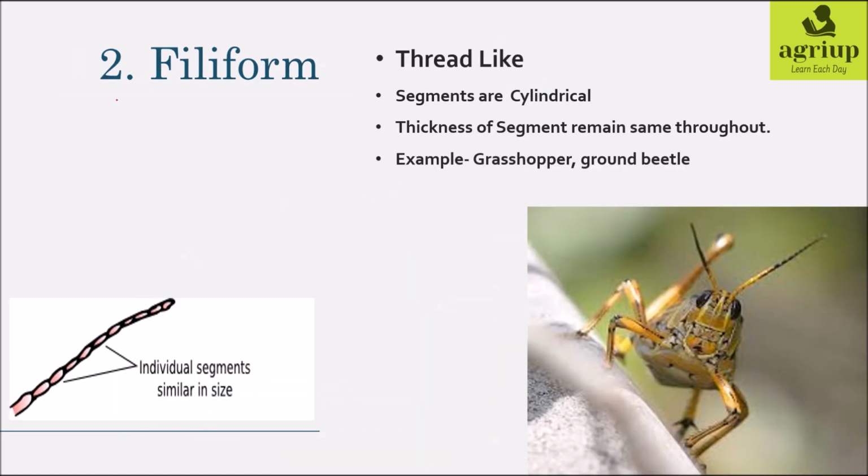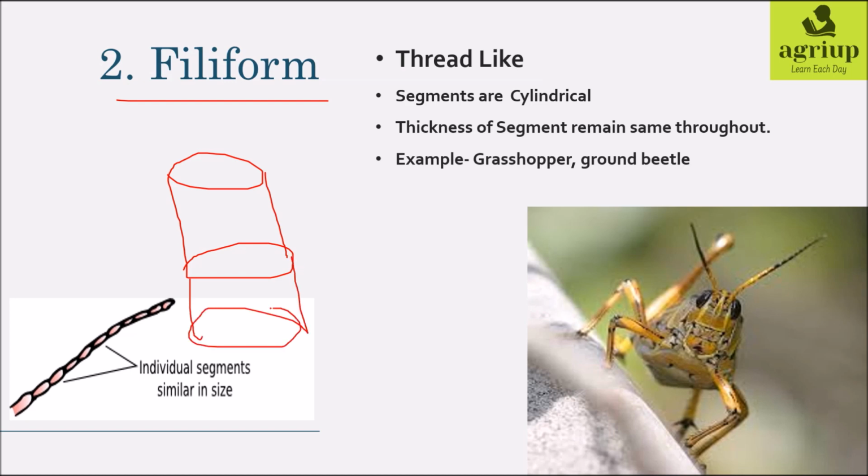Now moving forward, filiform, this is thread-like. Okay, in these the segments are cylindrical, and there are many cylindrical segments, and the thickness, or size, of the segments is similar throughout. Examples here are the grasshopper and the ground beetles.